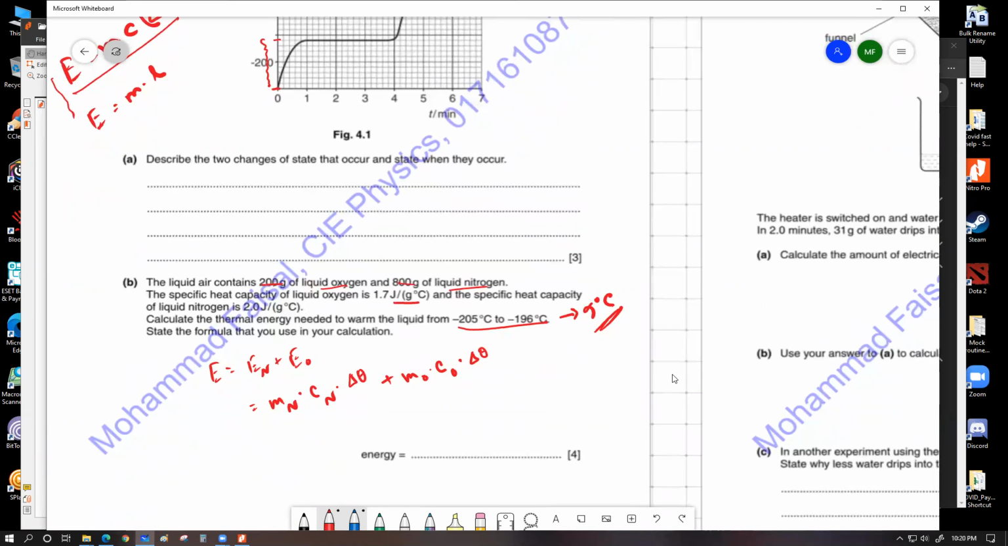unit is given as joule per gram per degree Celsius. And these masses are also given in gram. So because mass is in gram and this unit also is in grams, you don't have to convert into kgs. You don't have to convert into kgs. So you just place everything in gram and that will work out just fine.